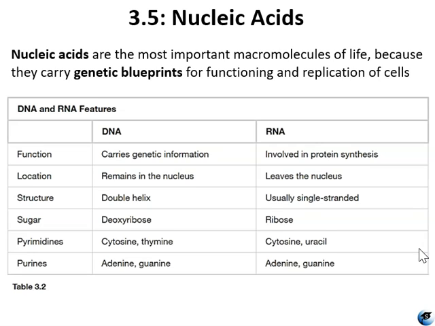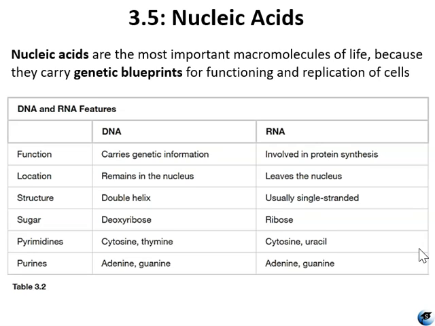So you have DNA. DNA carries genetic information. It is in the nucleus. Its structure is a double helix. The sugar is deoxyribose. And then you have the cytosine, thymine, adenine, and guanine as their nucleic acids. RNA also carries genetic information, but it's primarily involved in protein synthesis. It does leave the nucleus via the mRNA, the messenger RNA.